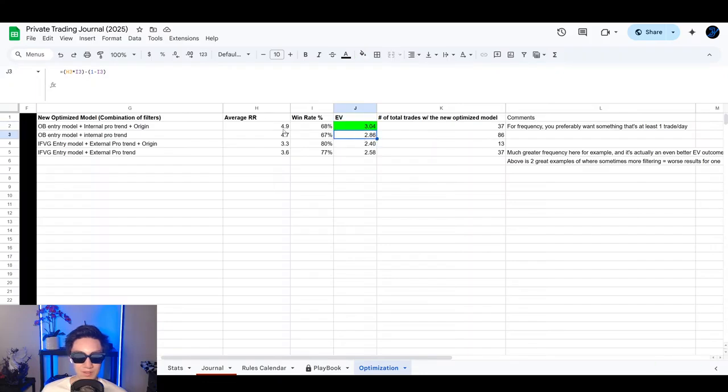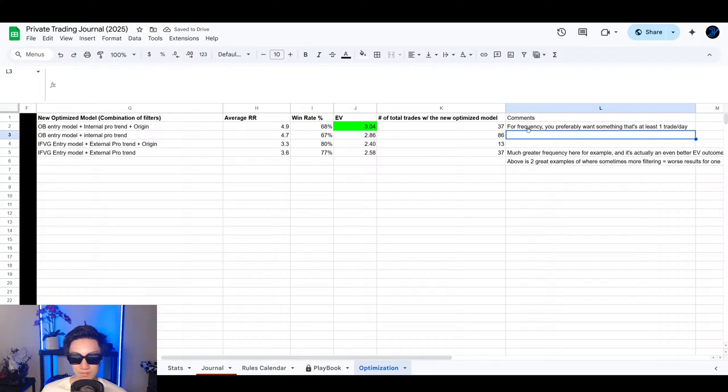It's hard to compare if you're looking at these two values compared to just looking at straight EV, which is the best value you want to look at. The EV difference is not that big, but the frequency is huge. Huge difference in frequency here. So this is what you want to be taking.